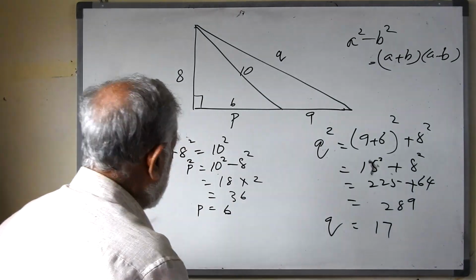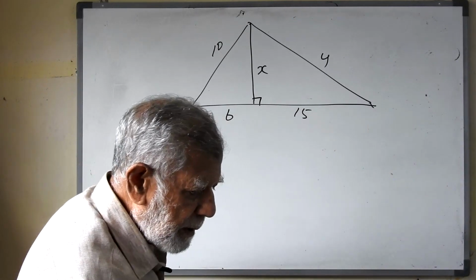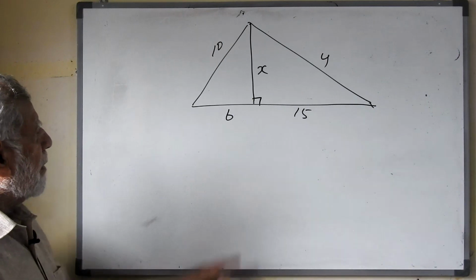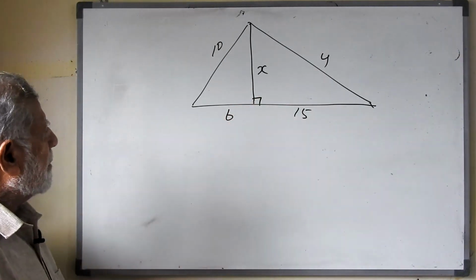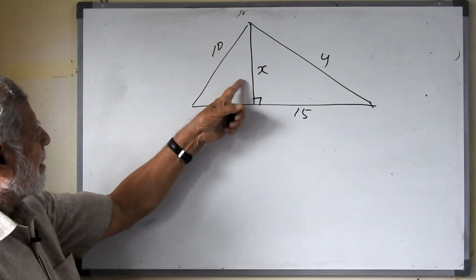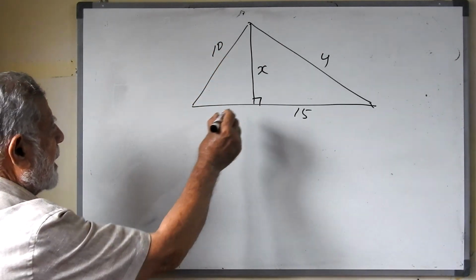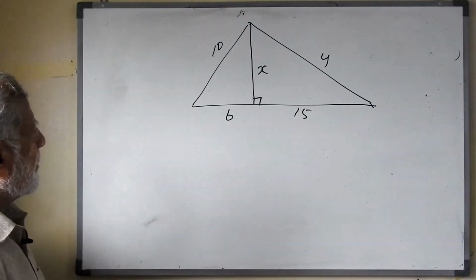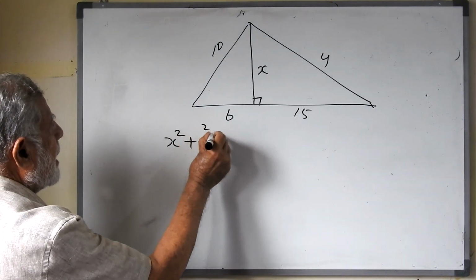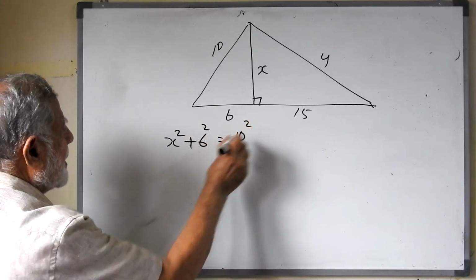We'll take another example. In this question, we have to find the values of x and y. So first of all, we take this triangle. This is right angle triangle, this is 90 degrees. So we write down x squared plus 6 squared is equal to 10 squared.